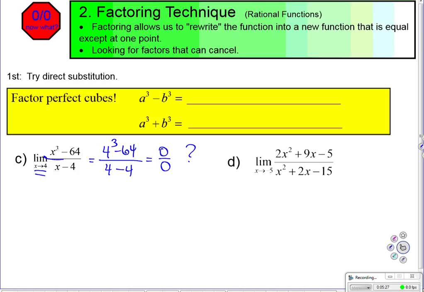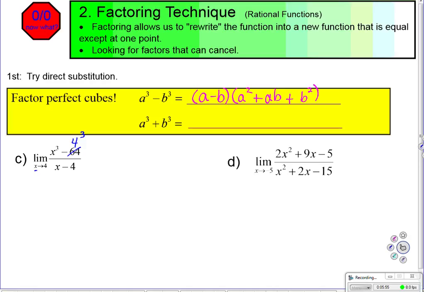Let's factor. Do you recognize this as a difference of cubes? 64 could be written as 4 to the third, correct? And difference of cubes have a nice factoring pattern. It goes a minus b, times a squared plus ab plus b squared. Perhaps you even remember this. That would be awesome. There's the factoring when I have difference of cubes.